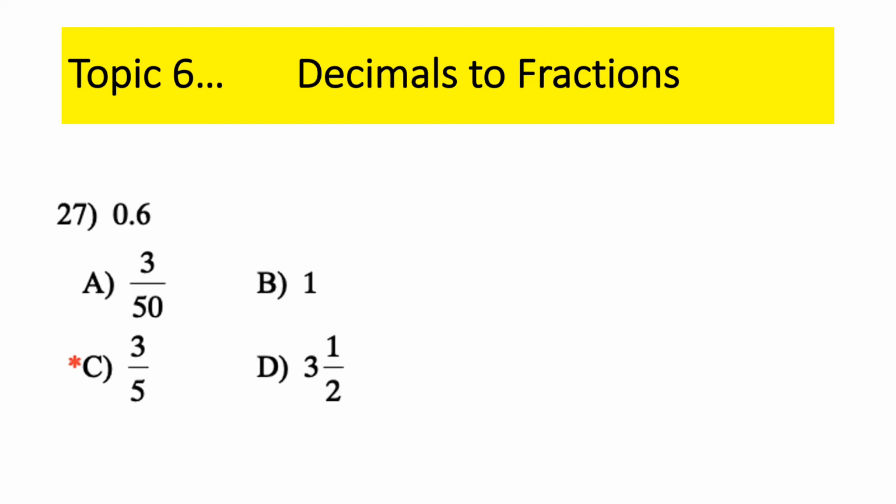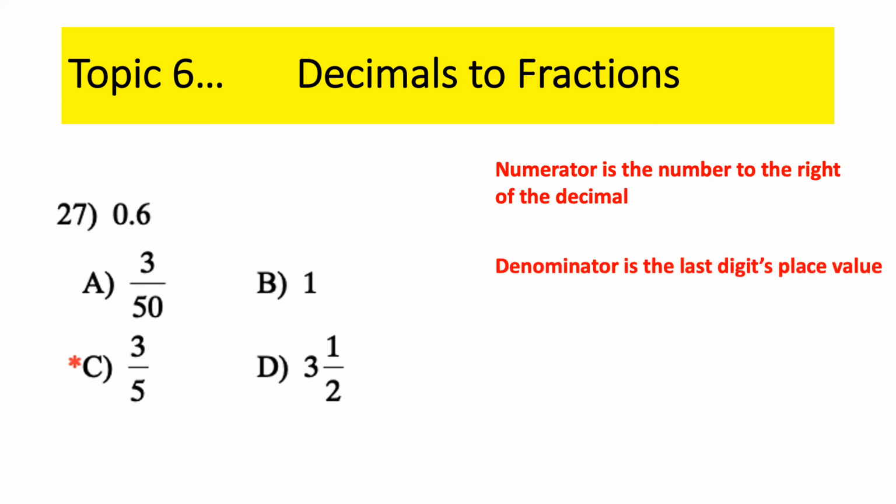How about decimals to fraction? Okay, this is the one some of you learned for the first time this year. All right, decimals to fraction. So here's what the deal is. For decimal to fraction, the numerator is the number to the right of the decimal place. The decimal place is right there. The number to the right is 6. That is the numerator. The denominator is what place the last digit is in.